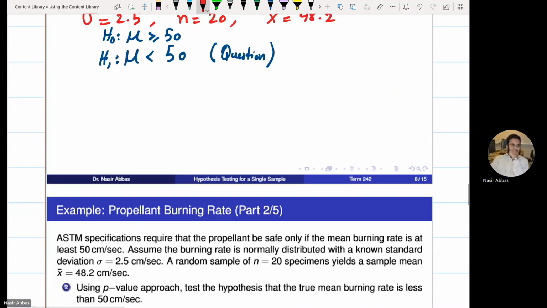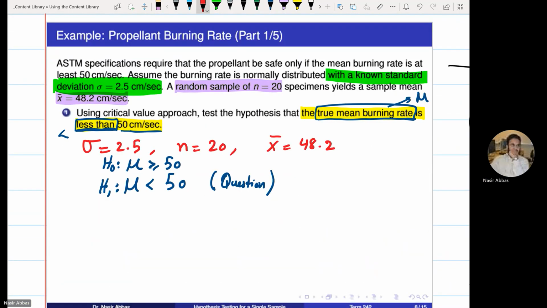Using Z. So our Z is X bar minus mu divided by sigma over root of n. Now put the values inside this one from the question.